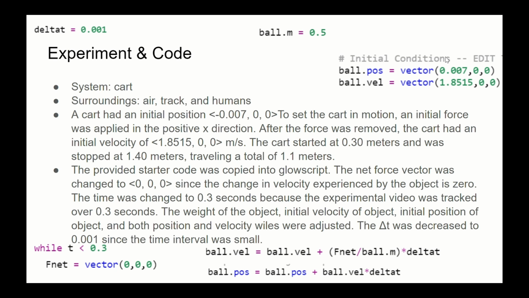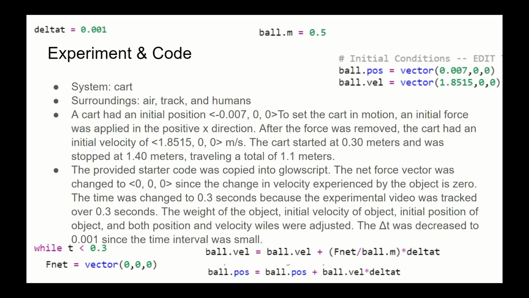Moving on to experiment and code, the system is the cart, while the surroundings are the air, the track it was on, and the people who pushed and stopped it. The cart had an initial position of negative 0.007 in the x component, 0 y component, and 0 for the z component.